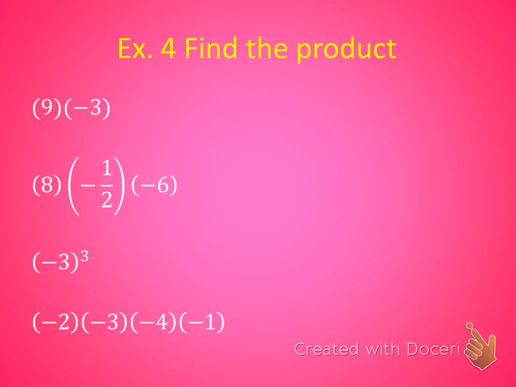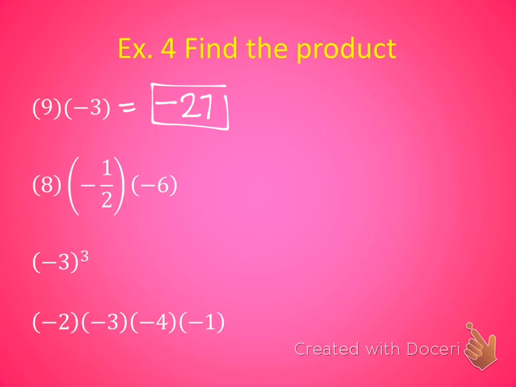Let's count. In this first problem, how many negative signs do I have? 1. Is 1 an odd number or an even number? Odd. So I know no matter what, my answer is going to be negative. Now that I have what my sign is going to be, all I got to do is multiply these like regular numbers. 9 times 3 is what? 27. That's my answer.